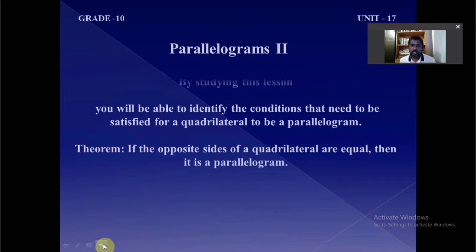By studying this lesson, you will be able to identify the conditions that need to be satisfied for a quadrilateral to be a parallelogram. We'll see the theorems one by one, and how we can complete it.